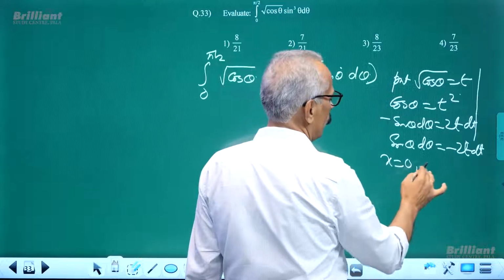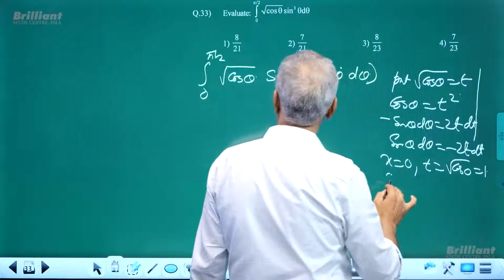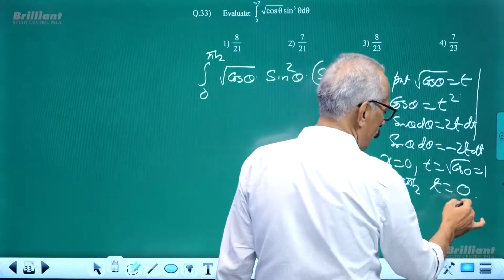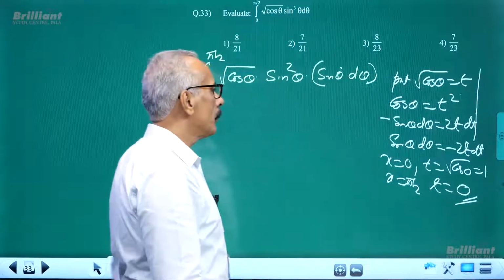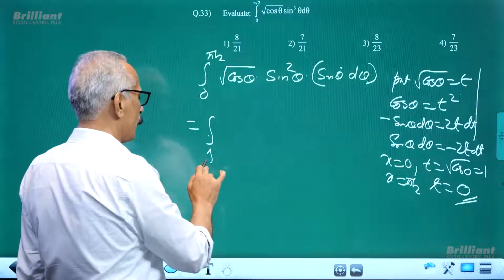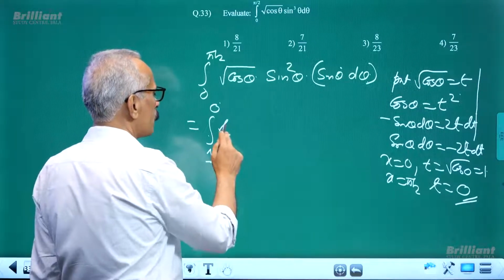For x is equal to 0, t is equal to root over cos 0. That's equal to 1. When x is equal to pi by 2, your t is equal to cos pi by 2, 0. We will integrate it. So this is equal integral. 0 will be changed to 1. Pi by 2 will be changed to 0.